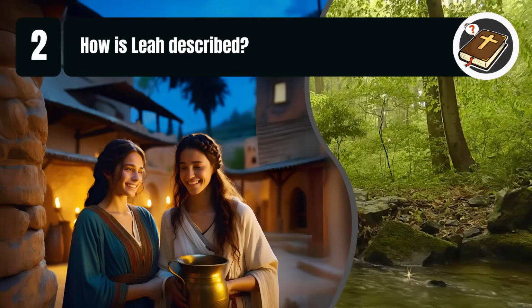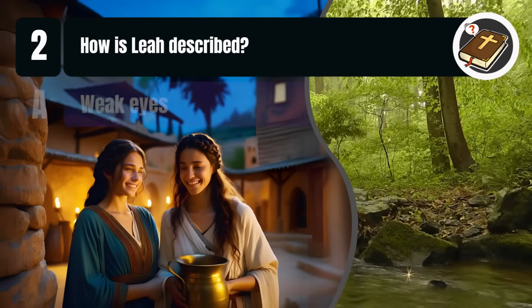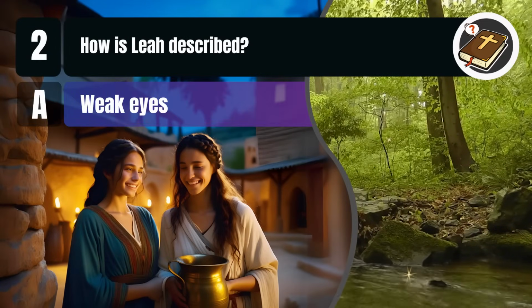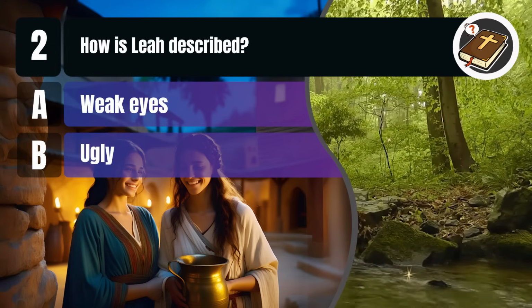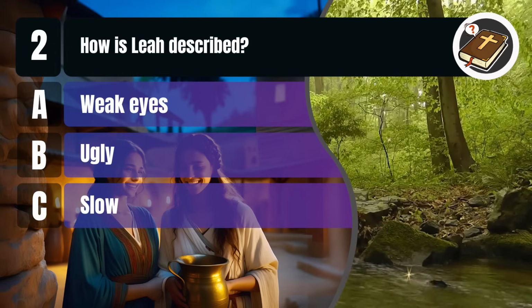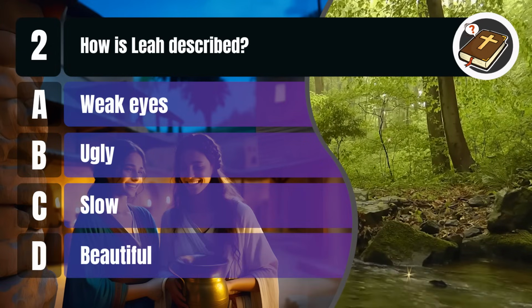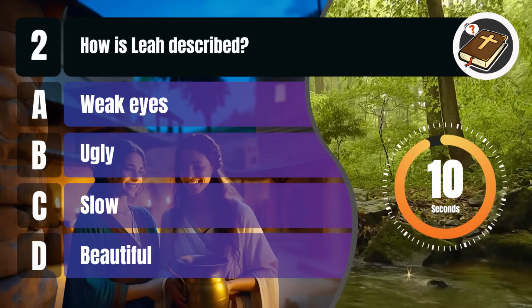Question 2. How is Leah described? A. Weak eyes. B. Ugly. C. Slow. D. Beautiful. You get 10 seconds.